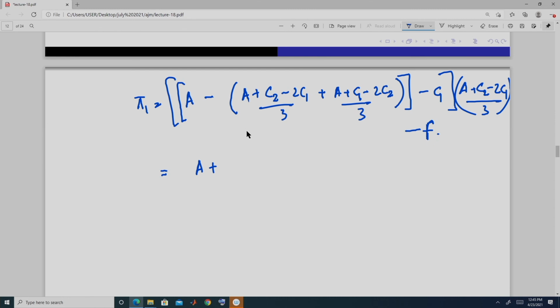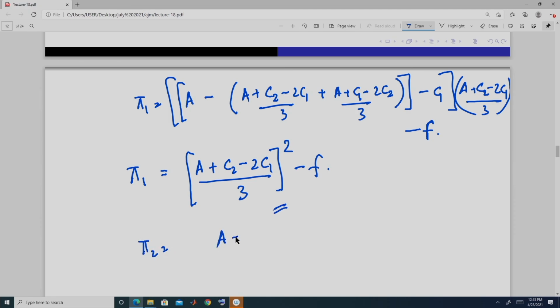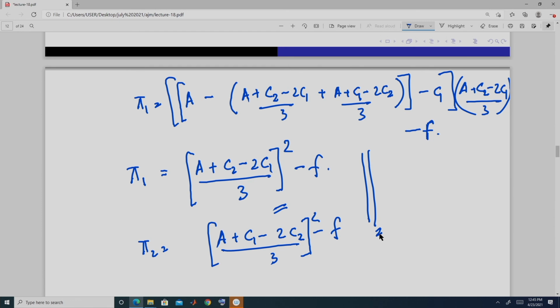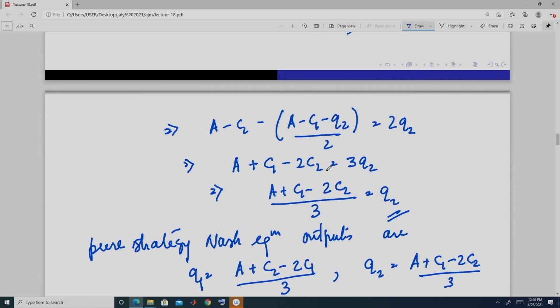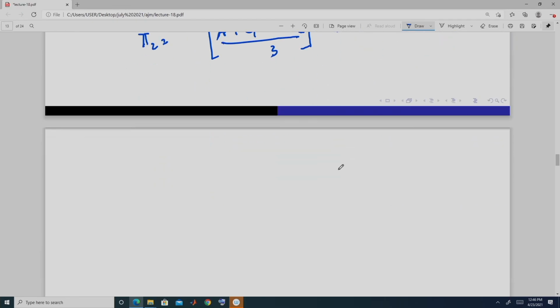After solving this, we get this is the profit of firm 1, and similarly the profit of firm 2, if you solve it, is this. So, this is the Nash equilibrium outcome. Okay. Now, here we have got this outcome. Now, actually let us solve this through a diagram to understand it in a better way.